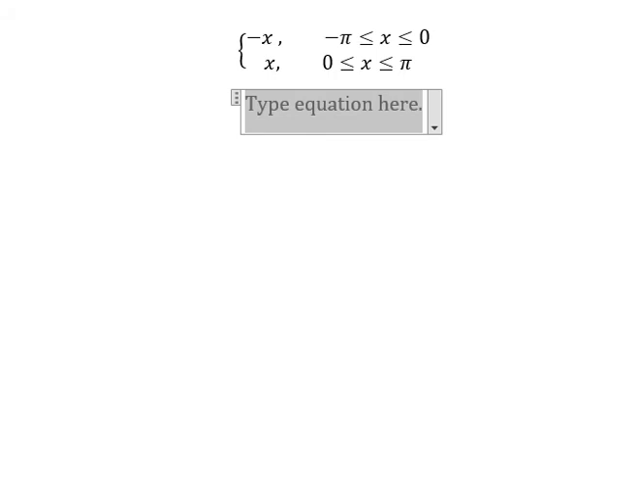Hello everybody. So today I want to talk about calculus. The topic today is about integration. So now I want to show you how to answer.